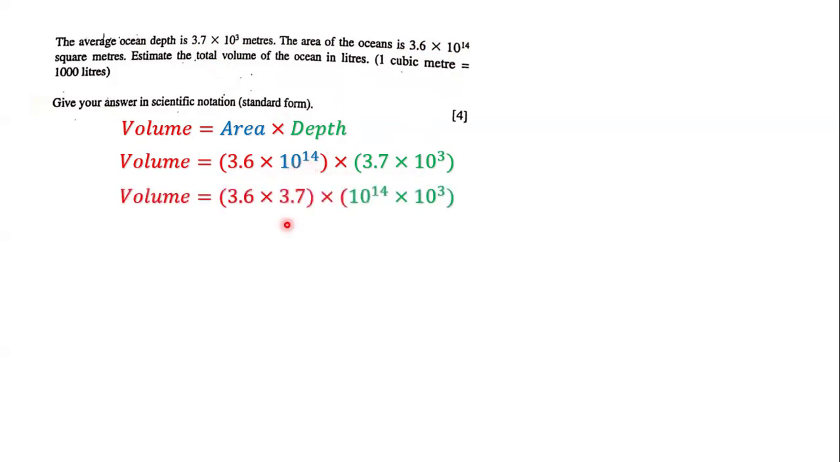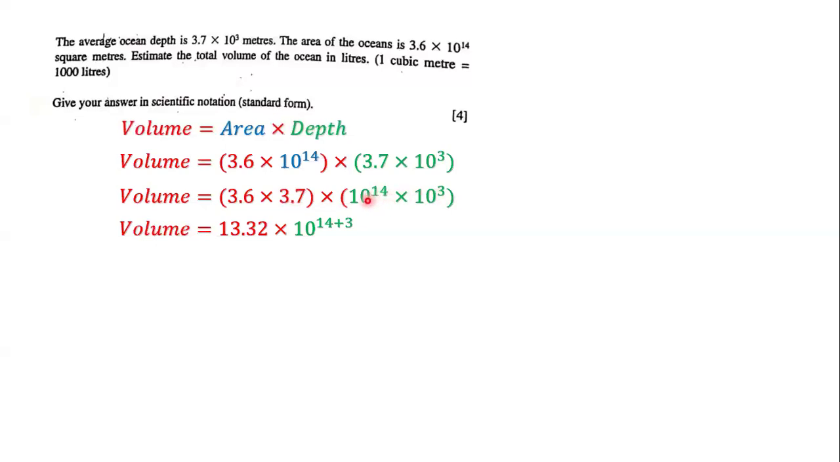So what we have here is 3.6 times 3.7, and we have 10 to the power of 14 multiplied by 10 to the third power. So we have the decimals and the numbers that have base 10 grouped together. Next we multiply: 3.6 times 3.7 gives us 13.32. And notice that these two terms have the same base, which is 10, and we are multiplying them.